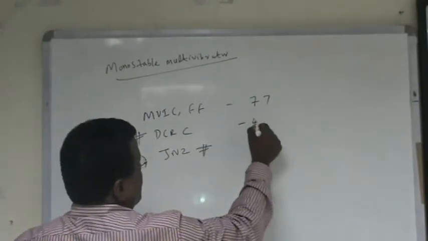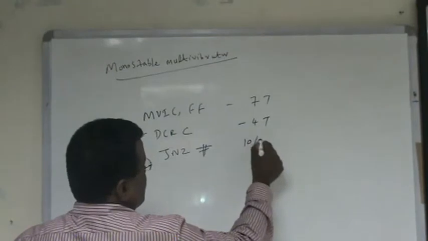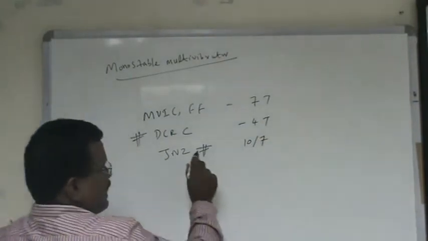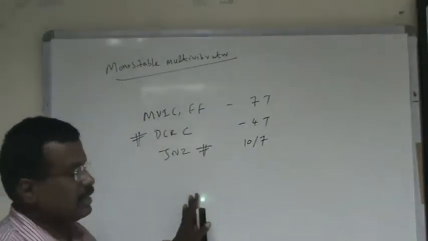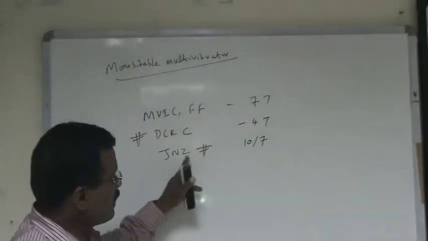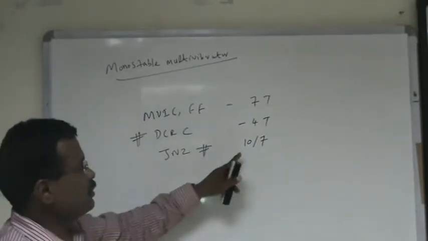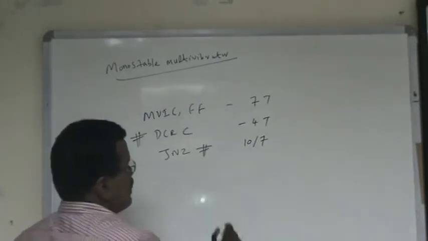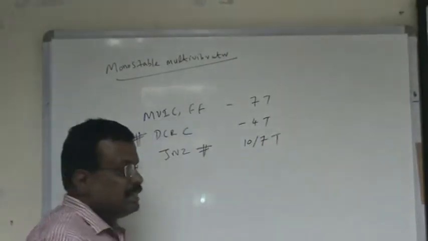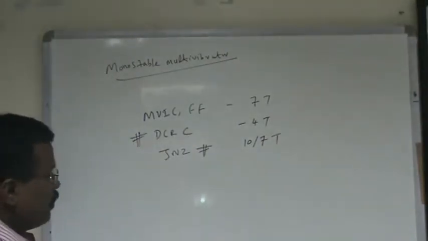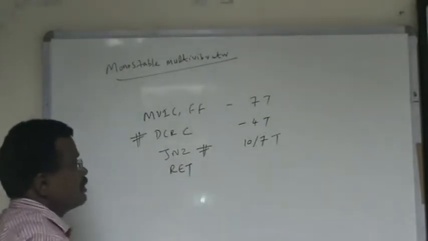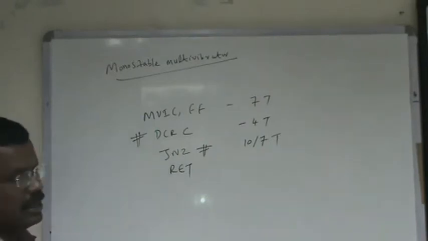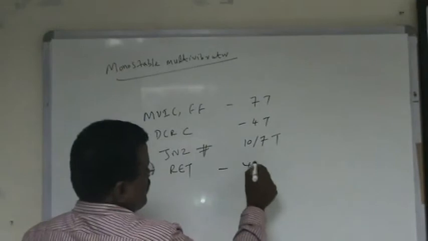Here the T state required is 4. Here the T state required is 10 bar 7. 10 bar 7 means if it is true it is 10, if it is false it is 7. Jump on no 0: if the 0 flag is not set to 1, it will go back and repeat, so that time the T state is 10. Otherwise the T state is 7. Now another instruction is return. A subroutine should end with the instruction called RET, then only it will go back to the main program. So here it requires 4 T states.